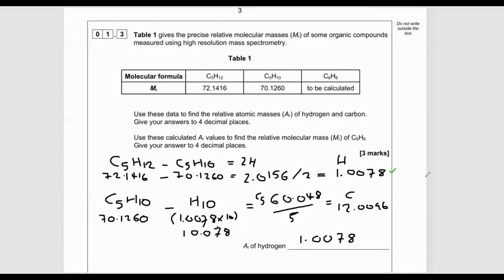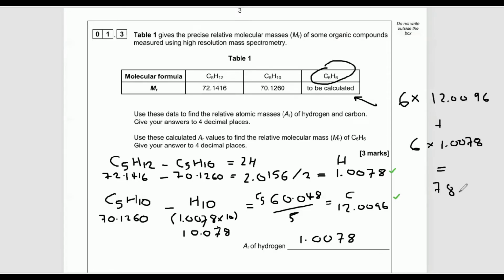And now for the final and third mark, the easiest part, because you get an error carried forward on this if you mess the first 2 up, you can at least get this mark. You just do 6 times your carbon answer and 6 times your hydrogen answer. And if it was correct, you do 6 times 12.0096 and 6 times 1.0078. Add them together and you'll get 78.1044. And that is the mass of C6H6. And that's your lot.